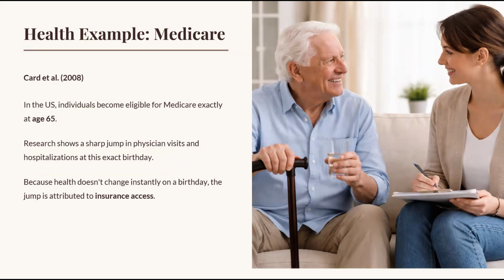Health example: Card et al. 2008 show that in the US, individuals become eligible for Medicare exactly at the age of 65. Research shows a sharp jump in physician visits and hospitalizations at this exact birthday, since health doesn't deteriorate overnight. The jump is attributed to gaining insurance.